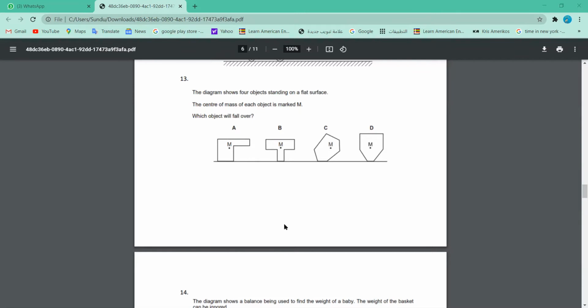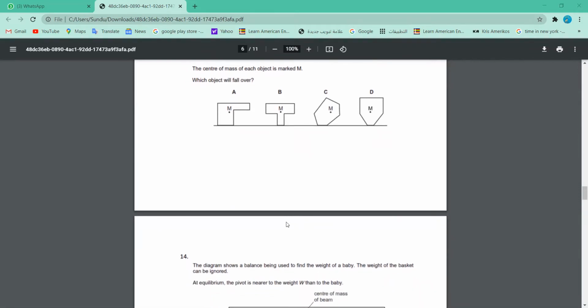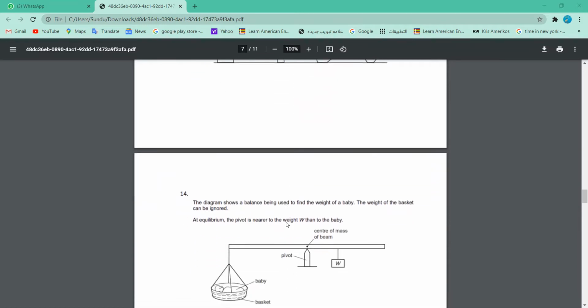Ramin, you tell me. C. C, very good. Good job. C. Okay, because can you see the base is on the left side? And so you can easily see that the line of action of the weight will fall outside the base.